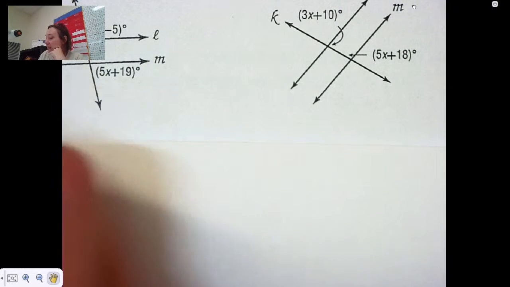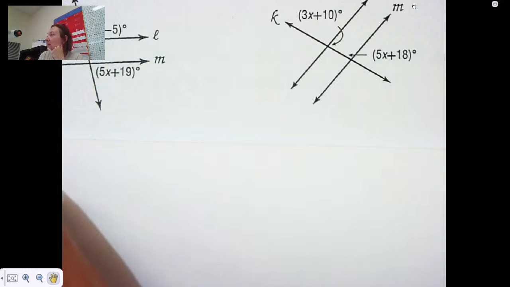So did everybody get x equals 2 on 8? I'll go over it if you need me to. It's up to you. Okay, so let's look it over real quick.